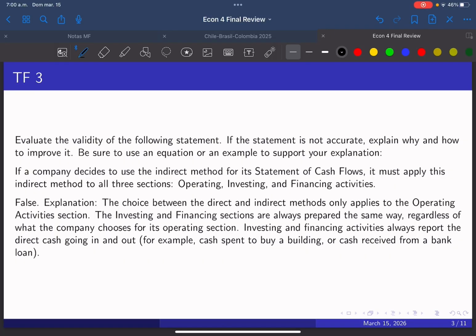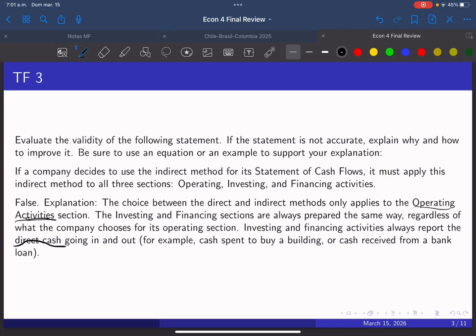Okay, here's the explanation. The choice between the direct and indirect method only applies to the operating activities section, or the operating cash flow section. The investing and financing sections are always prepared in the same way, so you don't have to worry about indirect versus direct. You always just use the direct method for the investing and financing sections. The investing and financing activities always report the direct cash going in and out, so the direct method.